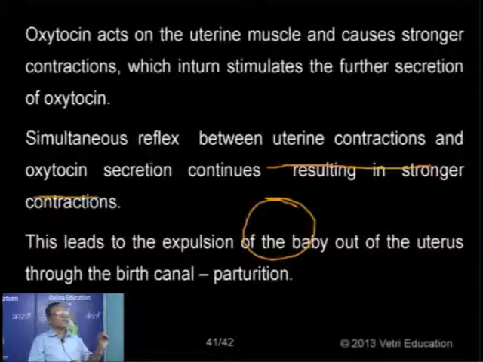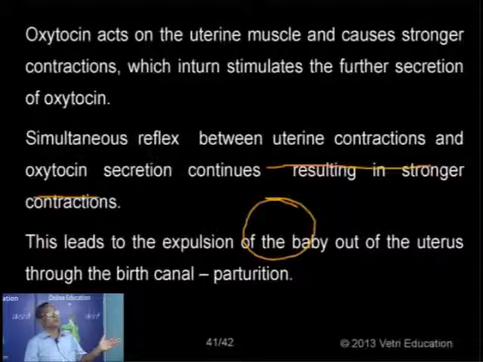So the simultaneous reflex between the contractions of the uterine wall and the oxytocin hormone, the release of hormone and the contractions of the uterine wall, are all together called reflexes. Reflexes are actually involuntary processes. Once the embryo is ready to be delivered, it happens. That's why it's called the fetal ejection reflex.